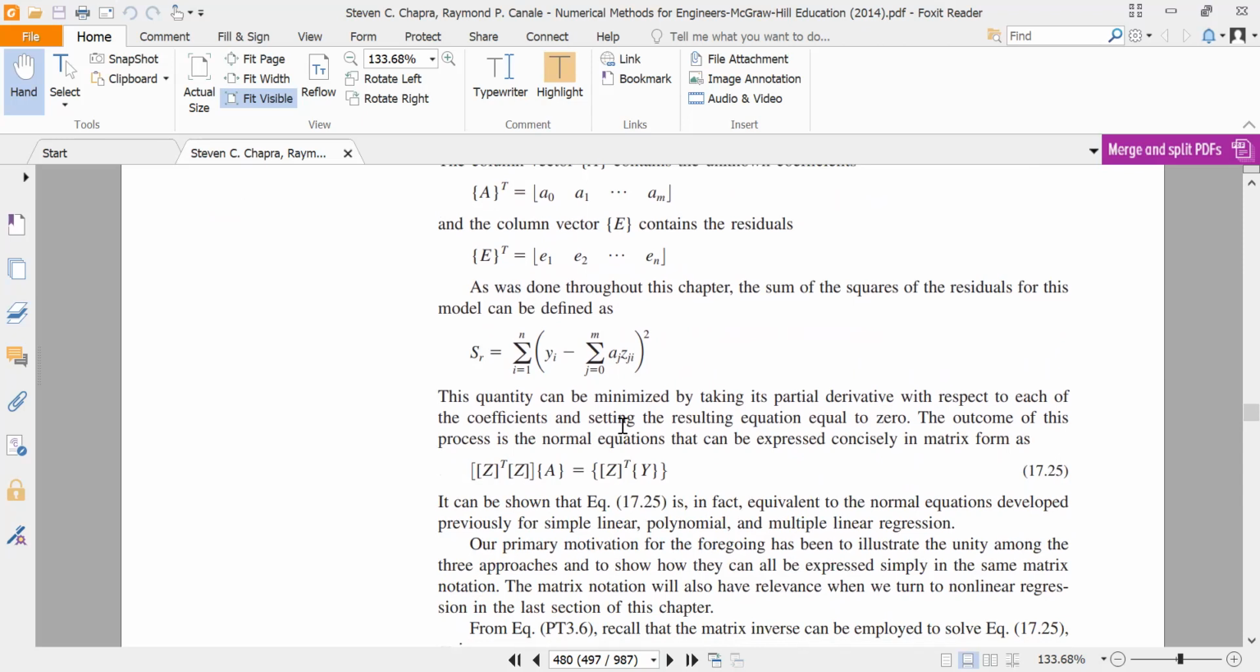Without going into mathematical rigor, we can easily derive the matrix equation after optimization, taking the derivative with respect to the unknown coefficients a. This can be put into the matrix form 17.25. This form is an established form. You should not think there is any confusion there. So this equation is actually the general form we can solve.